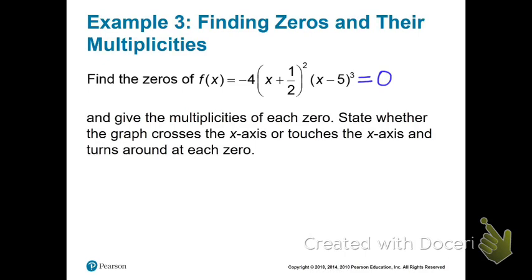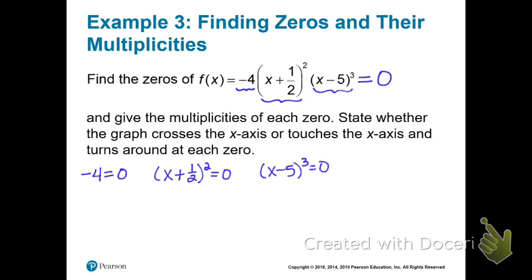How many things are being multiplied here? Oh, a lot of them technically, but we got 3 different ones, right? So let's set those each equal to 0. So negative 4 equals 0. And we're going to come back to it. I know that doesn't make sense. We'll talk about it. So x plus 1/2 squared equals 0. And x minus 5 cubed equals 0.